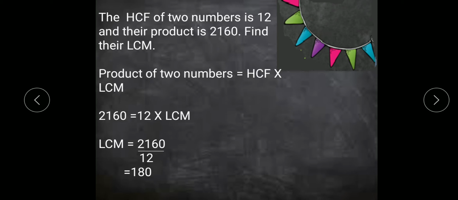Now let us see an example related to this. HCF of two numbers is given, that is 12, and the product is 2160, and they are telling us to find the LCM. So here the product of the two numbers is equal to HCF multiplied by LCM. So we'll place the values. The product of the two numbers is given 2160, HCF is 12 and LCM. So LCM is obtained by dividing the product of the two numbers by the HCF given. On dividing, I'll get the LCM 180.